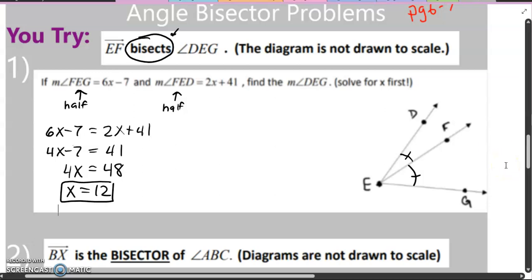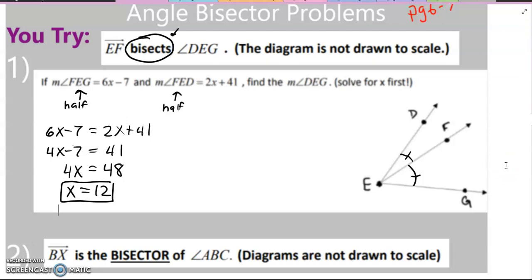Now, what makes this problem different than the last couple we've done is that I don't want to just solve for x. I specifically want to find DEG. Now, what makes this challenging is we don't have anything to plug into for DEG, but what I do know is that DEG is a whole. And so if I can find either FEG or FED, remember, you can take any of your halves, multiply it by 2, and it's going to equal the whole. So why don't we go ahead and let's just find, I don't know, FEG.